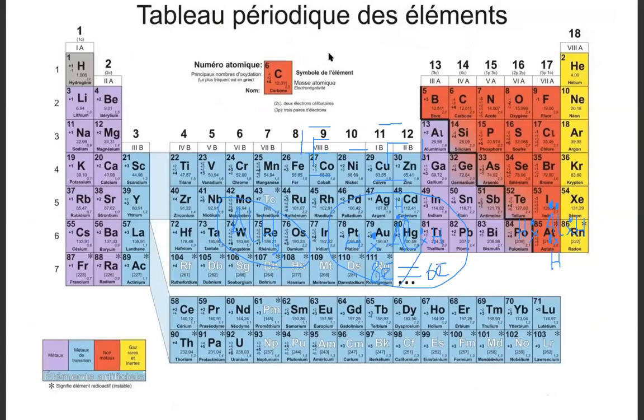And what property do you guys know about the staircase line? Just one property you know about the staircase, a very important one. They have both non-metal and metal qualities. Exactly. So these elements that you're seeing here, close to the staircase line, are called metalloids.